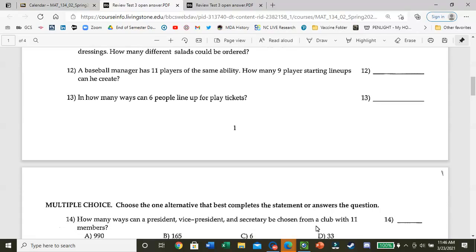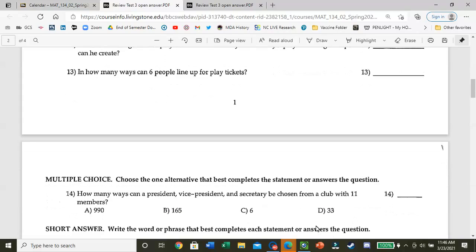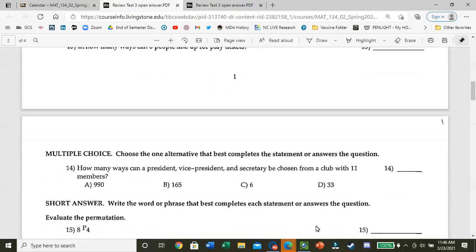Baseball manager has 11 players. How many ways can 9 players start a lineup? We need to see that one? No. Basically, it's just a combination. Yeah, this one's permutation. Number 13, questions with that?